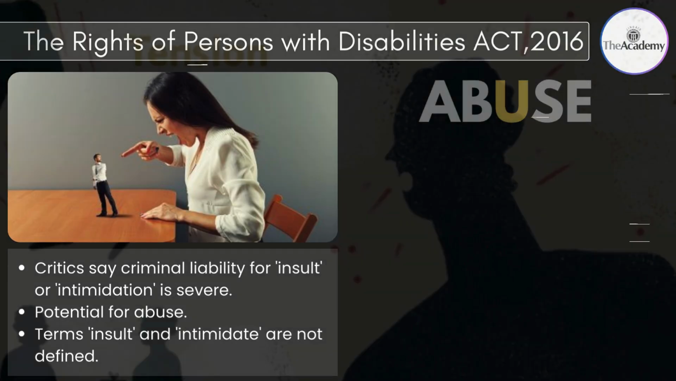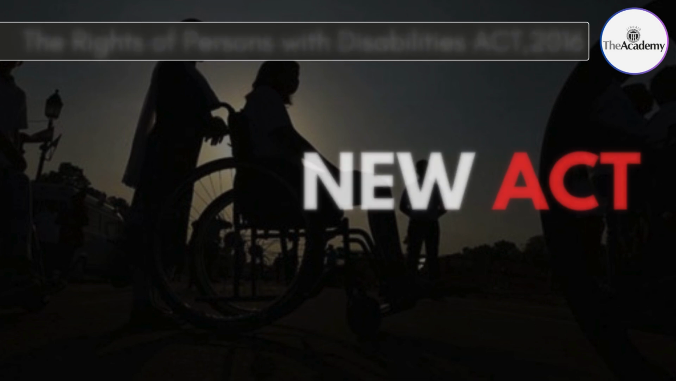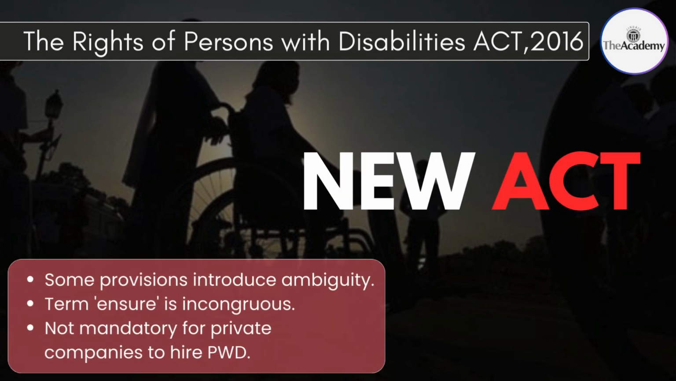Criticism. Critics argue that imposing criminal liability punishable by imprisonment for acts of insult or intimidation is severe and prone to abuse. Further, the terms insult and intimidate are not defined. Also, some provisions of the new Act and rules introduce ambiguity.